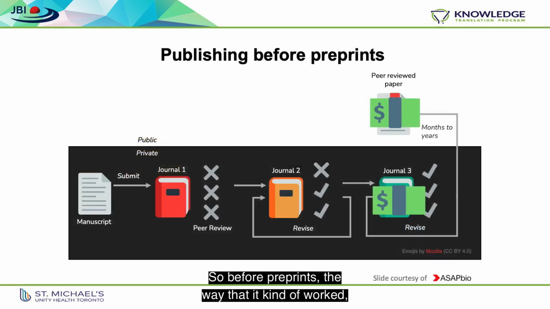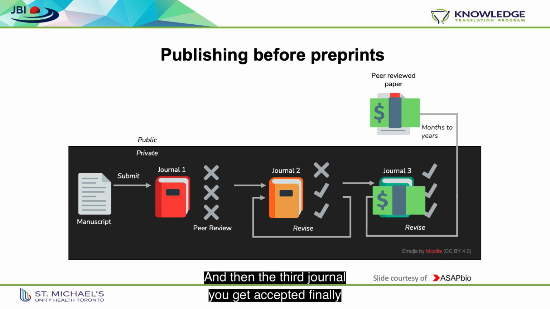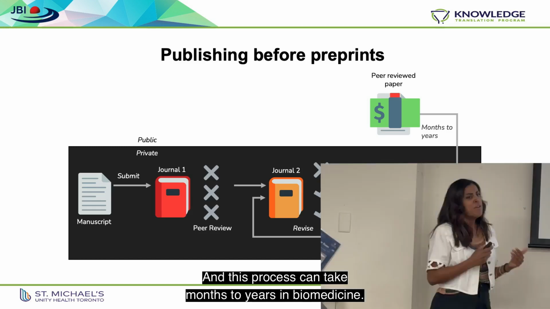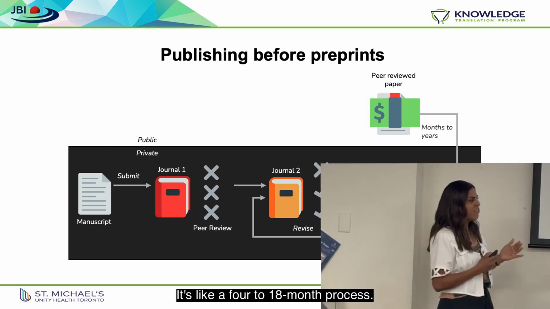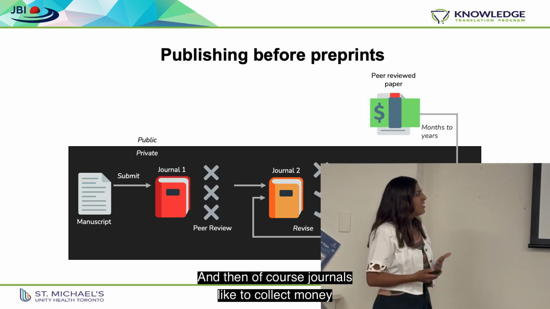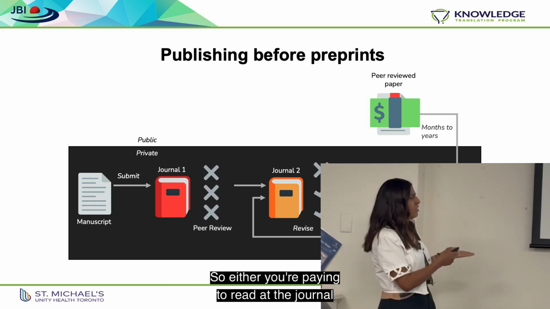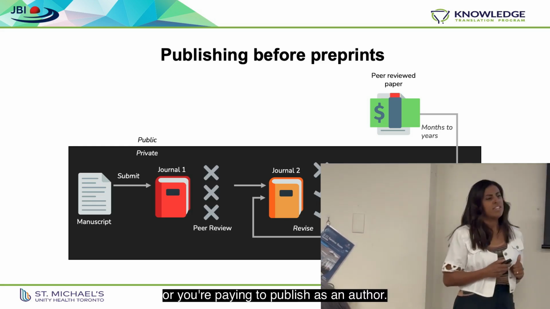So before preprints, the way that it kind of worked, you might know this, you would submit to a journal, maybe get rejected, go to another journal, and then maybe you get some revisions and then eventually get rejected, and then at a third journal, you get accepted, finally after a few peer reviews. And this process can take months to years. In biomedicine, it's like a 4 to 18-month process. And then, of course, journals like to collect money for the research that's published there. So either you're paying to read at the journal or you're paying to publish as an author.